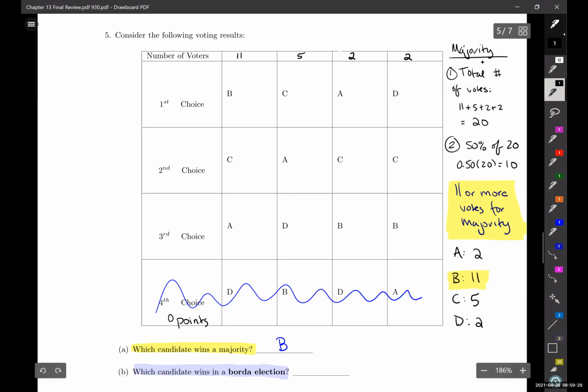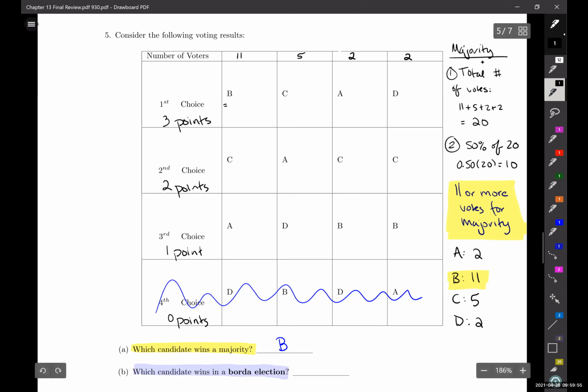And as we increase through the candidates, you add 1 point. So third place gets 1 point. Second place gets 2 points. First place gets 3 points. And we can verify that this is correct because there's 4 candidates, A, B, C, D. So first place should always have 1 less point than there are candidates. So 4 minus 1 is indeed 3.